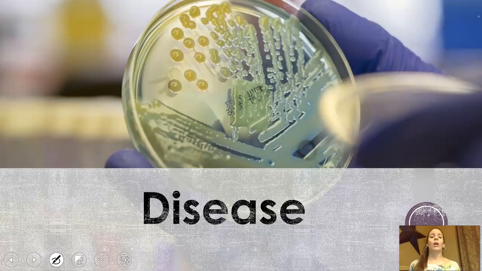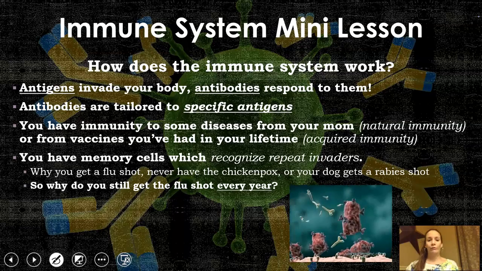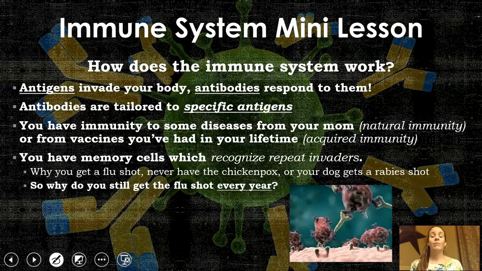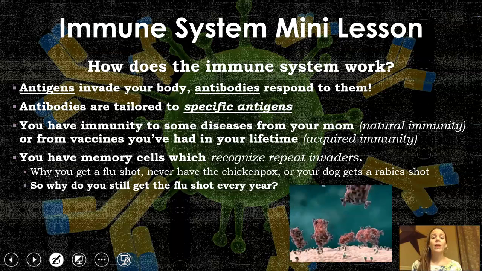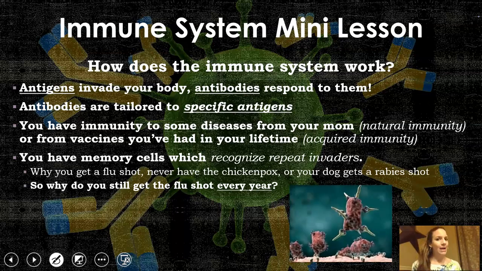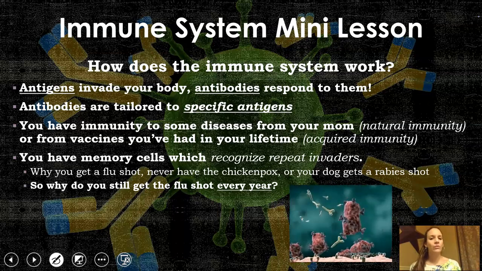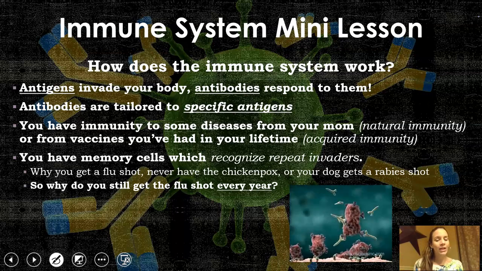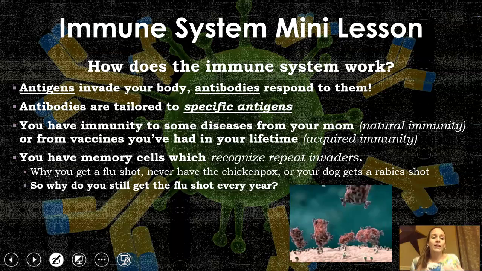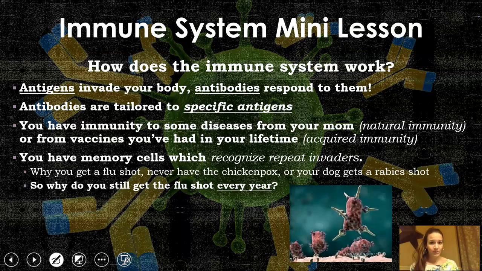All right, so we've talked about all these different things that cause disease. So let's talk a little bit more about disease in general. So first I want to give you just a really quick little mini lesson on the immune system. Maybe it's a refresher, maybe it's new to you, but there's two specific words you need to know here, and that's antigens and antibodies. So antigens are the bad guys. They're the ones that invade your body, that make you sick. And then antibodies are the good guys. They're the ones that respond to them. You have antibodies in your body ready to attack antigens. And they are tailored to specific antigens.